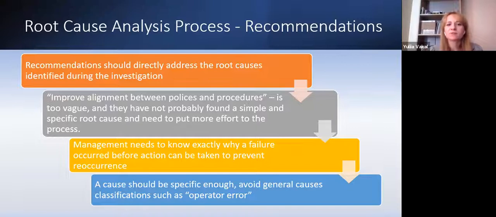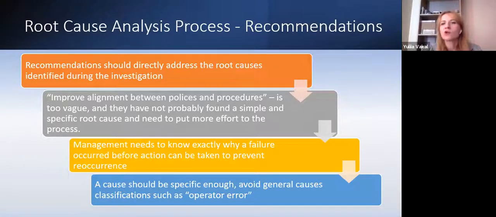And as well, management needs to know exactly why the failure occurred before actions can be taken. And again, the cause should not be very general. It should be something very specific. And I would like to add to these recommendations, and it's probably a very important thing.